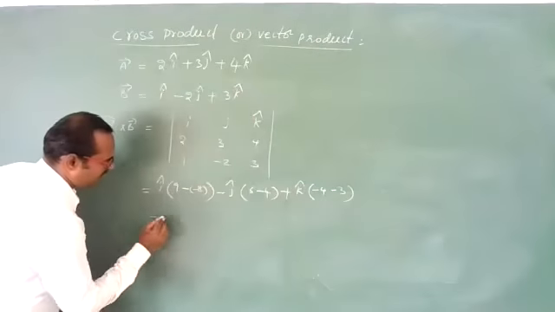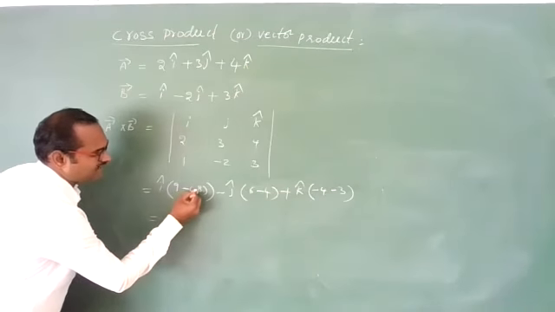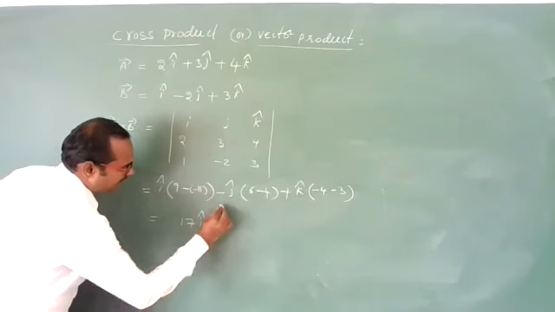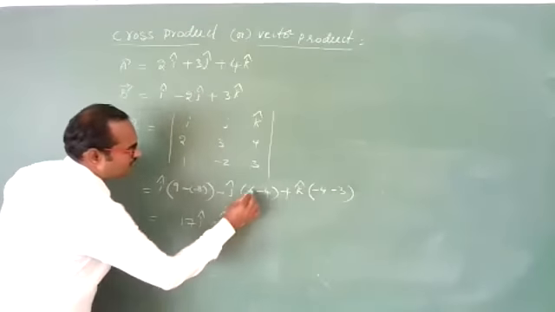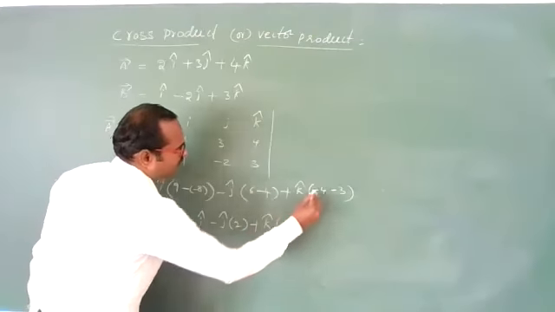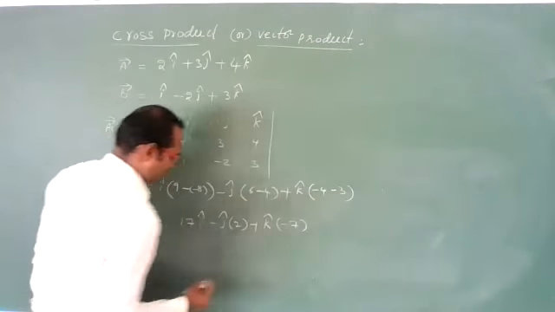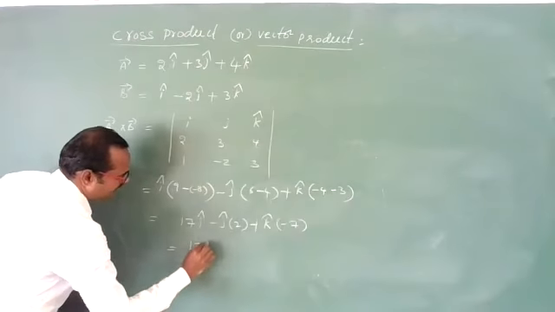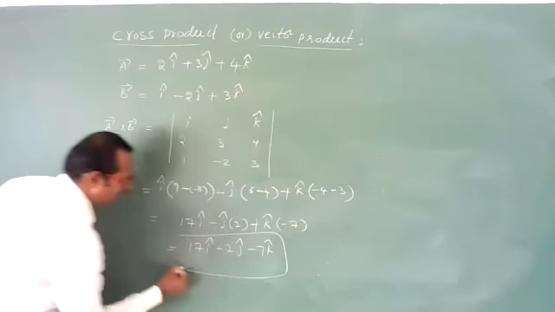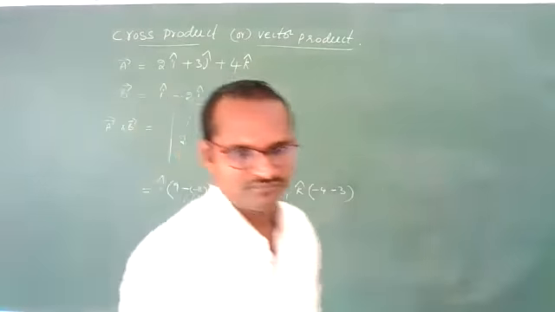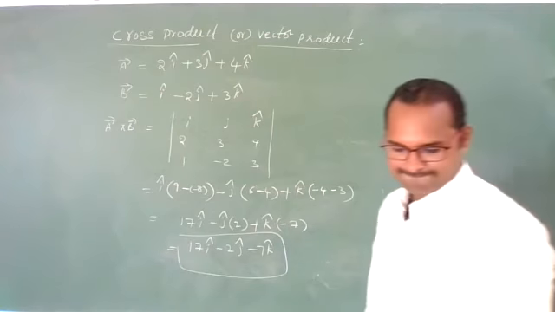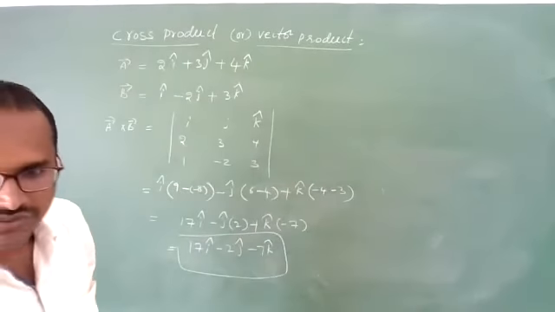So you'll get 9 minus of minus, plus 9 plus 8 is 17 I cap, minus J cap into 6 minus 4 is 2, plus K cap into minus 4 minus 3, minus 7. So you will get 17 I cap minus 2 J cap minus 7 K cap. Yes, this is the A cross B value. Finished. Do you understand, students?